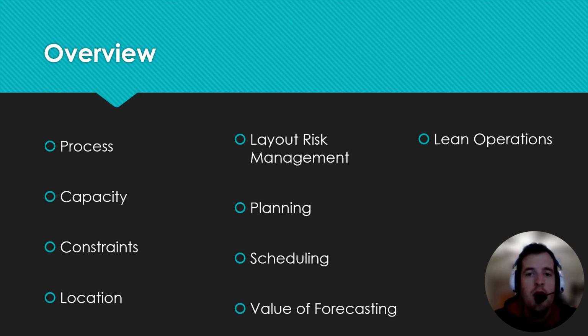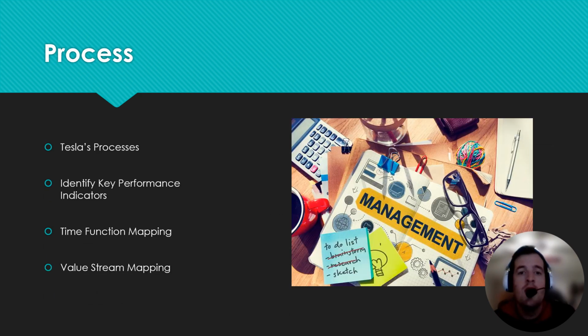Jumping right in, in this presentation I'll talk about Tesla and how principles in Operations Logistics Management are relevant. I'll address the topics of process capacity, constraints, location, layout, risk management, planning, scheduling, forecasting, and lean operations. By paying close attention to the various concepts, Tesla produces some of the world's most advanced technologies at consistent quality and rate. There are multiple ways to evaluate Tesla's processes using process analysis tools and techniques.